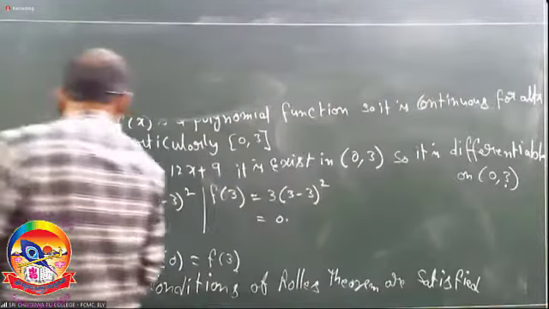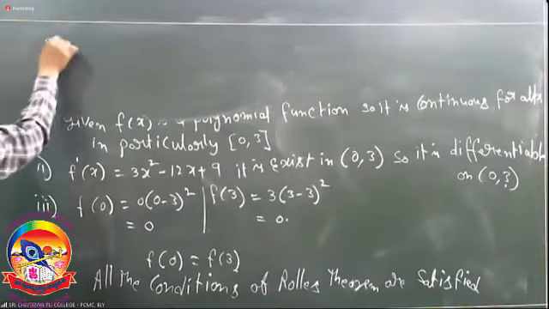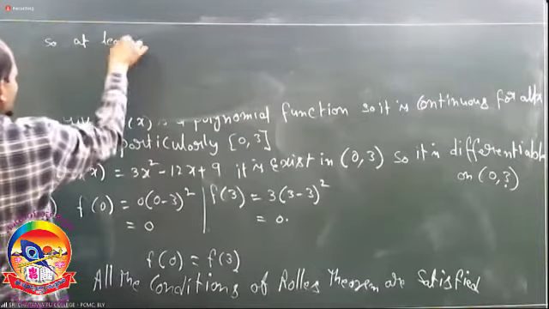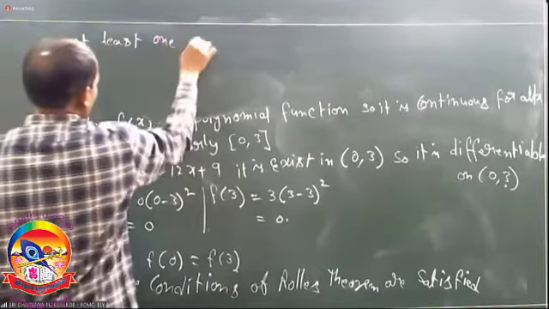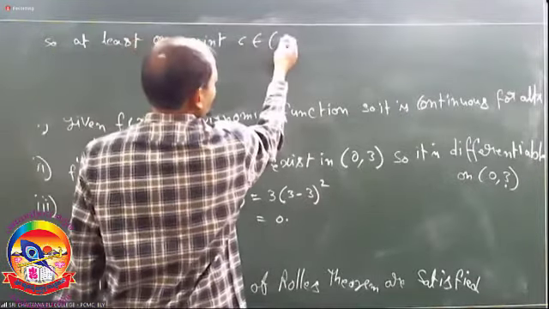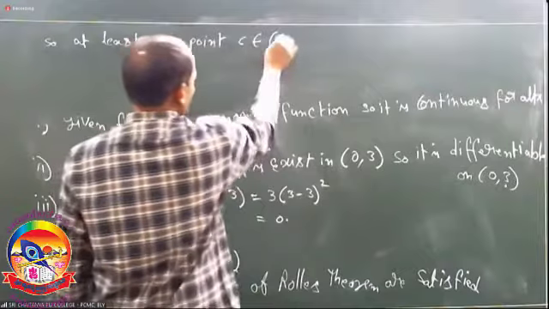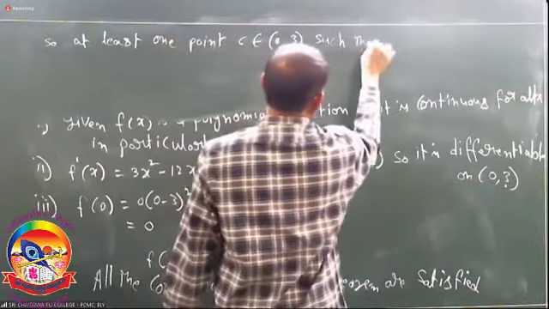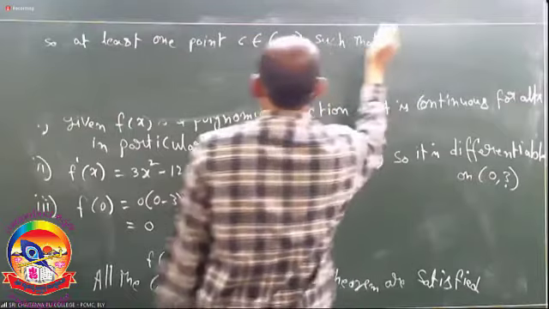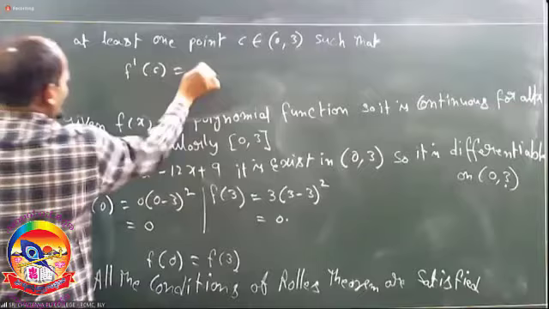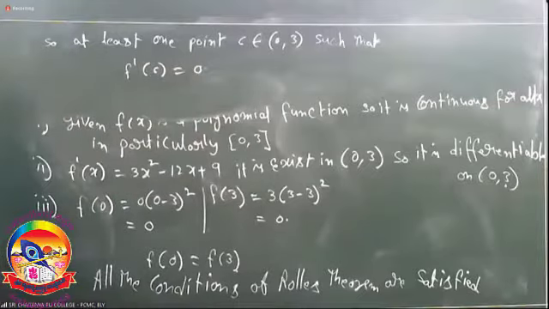Continuation. So at least one value, at least 1 point c belongs to (a, b), that means (0, 3), such that f dash of c is equal to 0.